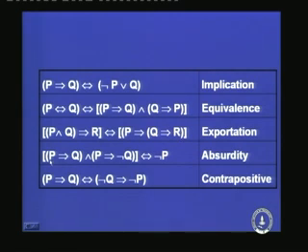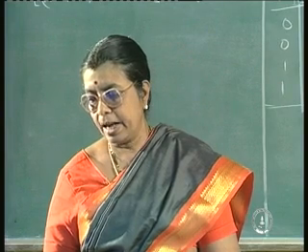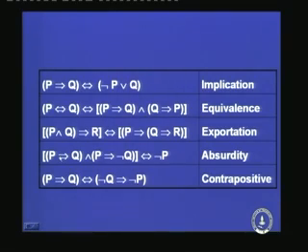Then we have a rule for absurdity, that is P implies Q and P implies not Q is equivalent to not P. This is the one which we will use for proving something by contradiction. This is called proof by contradiction, and this is the law which we will use for proving such theorems.